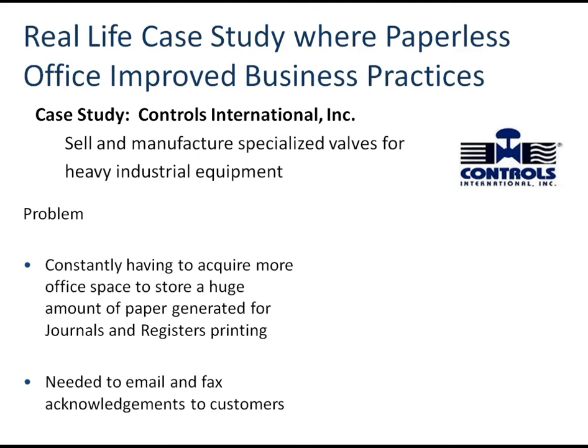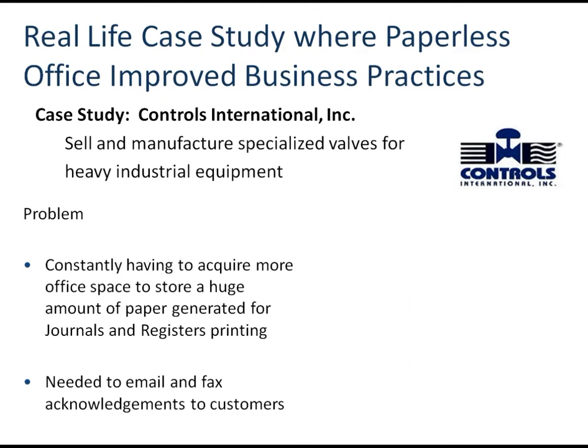The other real-life case study where Paperless Office was very useful is the case of Controls International. This is a company that sells and manufactures specialized valves for industrial equipment, and the issue they had was they kept having to acquire more office space, so they had to allocate more offices to store all of the journals and registers. They literally had offices just for storing their paperwork or their filing cabinets for all of the journals, registers, and reports that Sage 100 generated.